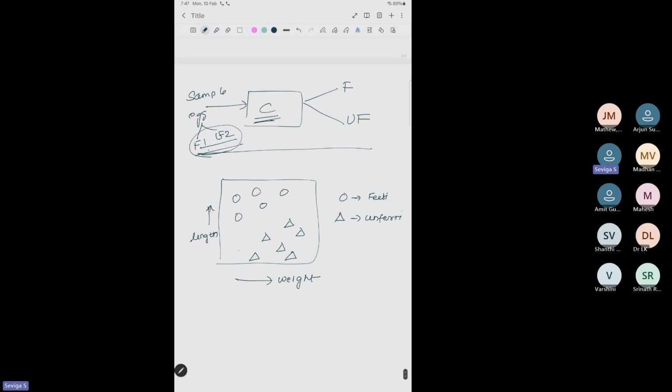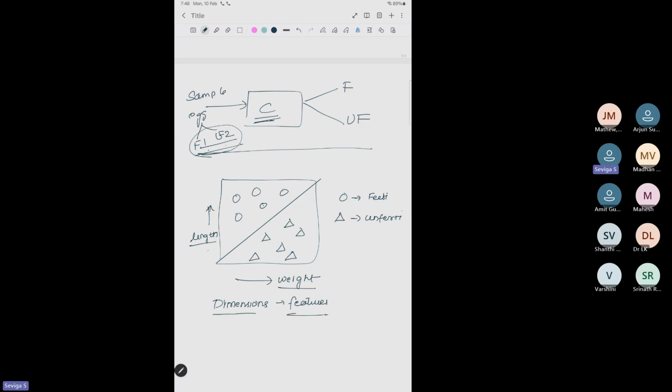So what we will do is draw a line which separates fertilized eggs from the unfertilized eggs. Here the circle data points are fertilized eggs. These triangle data points are unfertilized eggs. Each egg is plotted as a point given by its two dimensions, that is weight and length. Before, I told you dimensions means features. So we have two dimensions here, so we have two features.